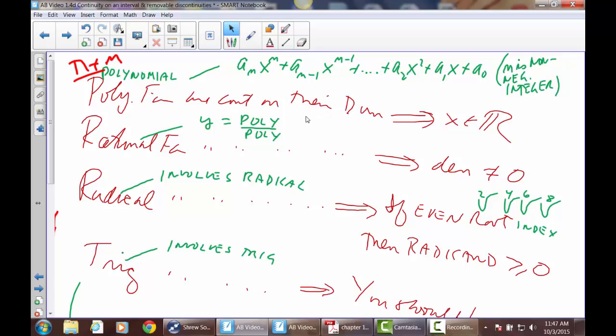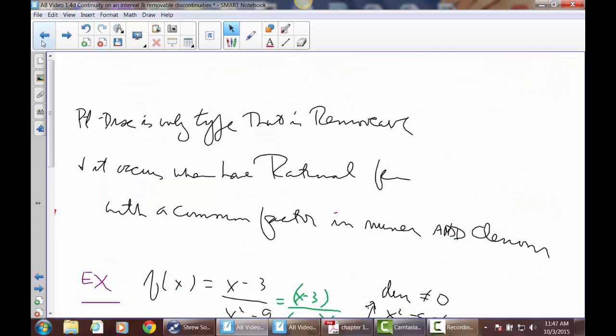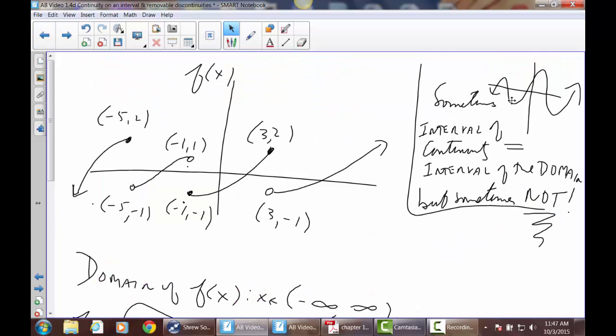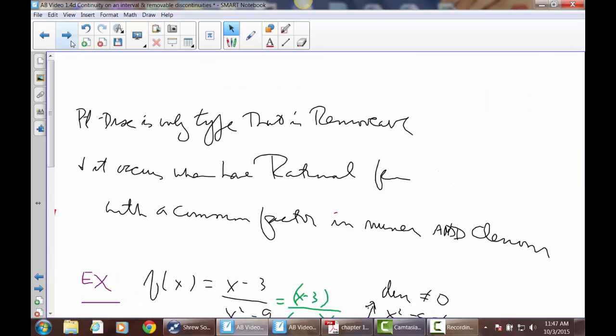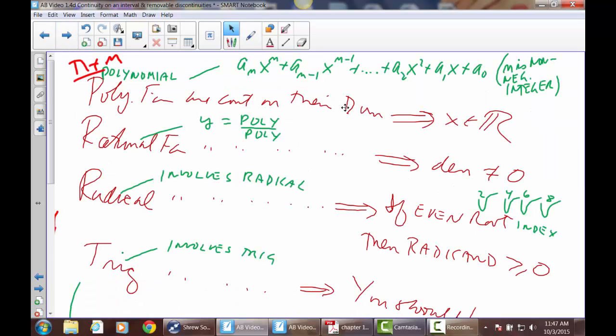These functions are like the mountains and valleys I showed you a couple of pages ago. That's a polynomial function graph, and it's going to have a domain of all real numbers, and this function is continuous on its domain. Rational functions, on the other hand, a polynomial over a polynomial, are also going to be continuous on their domain, but that domain is going to be wherever the denominator is not 0.